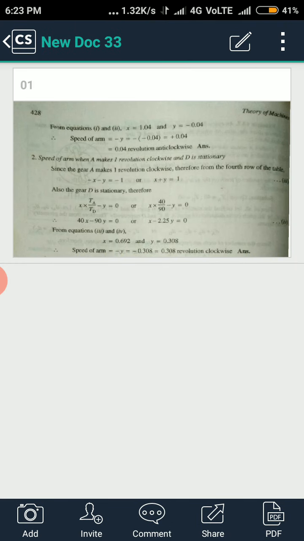Again, after simplification, you get equation x minus 2.25 y equal to 0. Solve equation 1 and equation 2. So we'll get x equal to 0.692, y equal to 0.308. So speed of the arm from table is what? Minus y. So substitute y value 0.308, minus of 0.308. Since it is a negative value, the arm rotates in a clockwise direction. So this way you should be able to solve the problem.